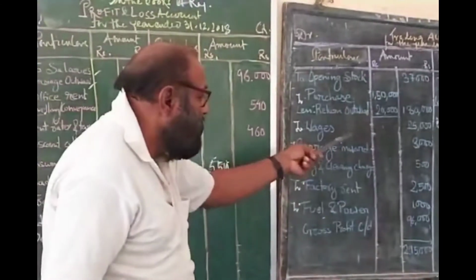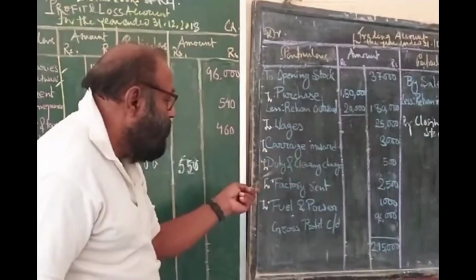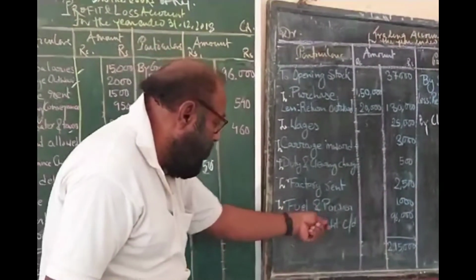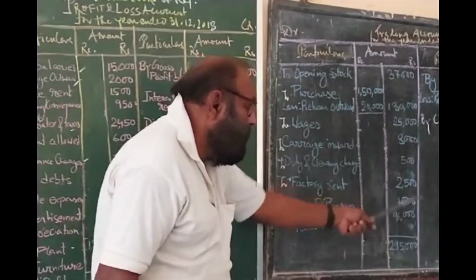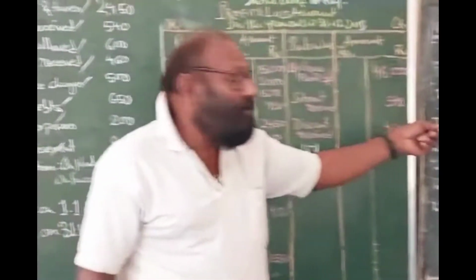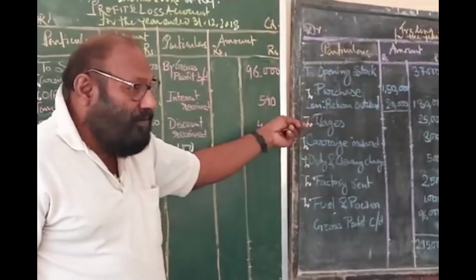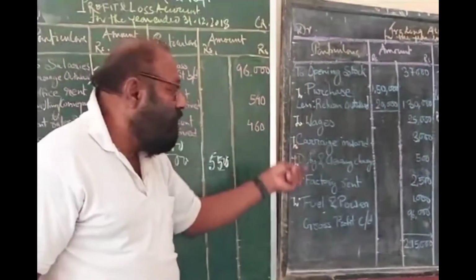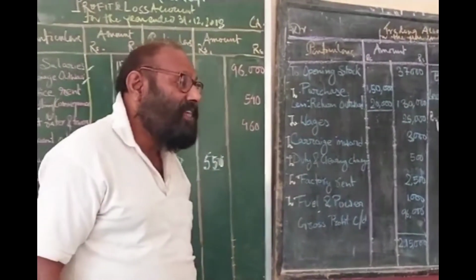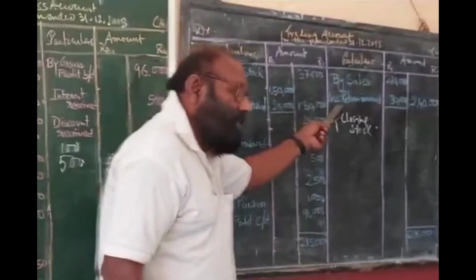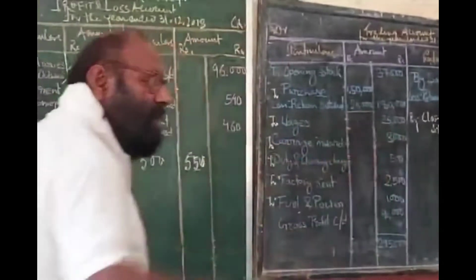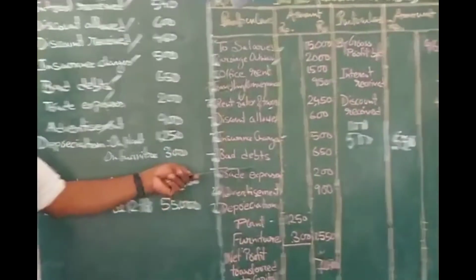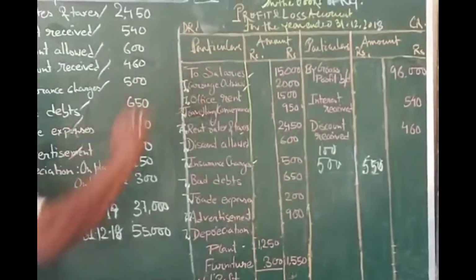Then wages, carriage inward, duty and train charges, factory rent, fuel and power, all this. Then import, if there is any import, that is foreign purchase, will also come. Any import duty will always come, and any export will go over there. And export duty is a selling expense, and it will come in the profit and loss. Clear? So that is our trading account.